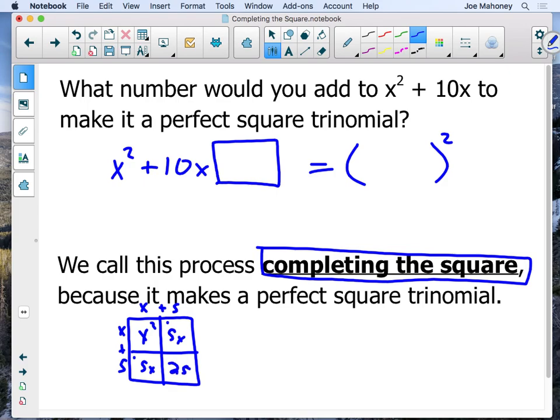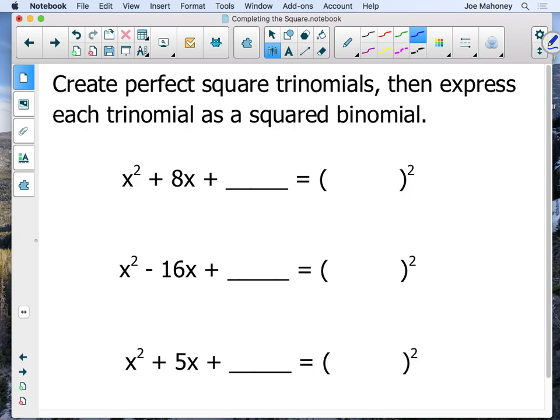So the reason why 25 goes in this box is because I'm going to take this 10 and split it in half. And then I'm going to get 5. And then I'm going to do 5 squared. And that goes in my box. Positive 25. And then what you remember is that we can take that trinomial and factor it down to get the square of x plus 5. That's where we want to get to. We want to go to this process called completing the square. Okay, let me show you what I mean. Let's first figure out the number that goes in the blank space.